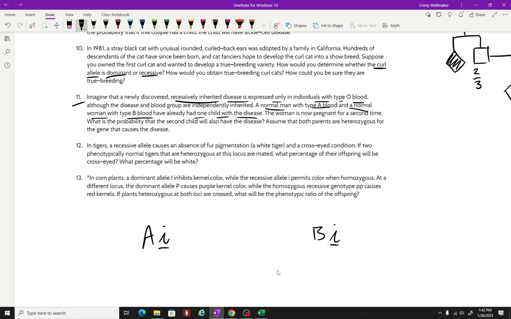So they have to be heterozygous because if you have the disease, you have to have type O blood. So their child has to have type O blood. And the parents are carriers. So for this disease, let's use D for disease. They're carriers. It's a recessive disease.